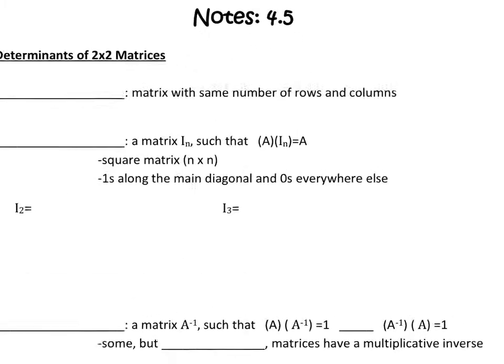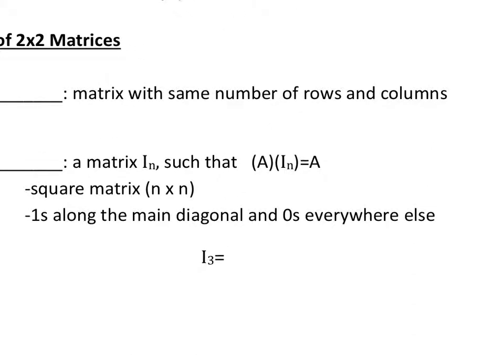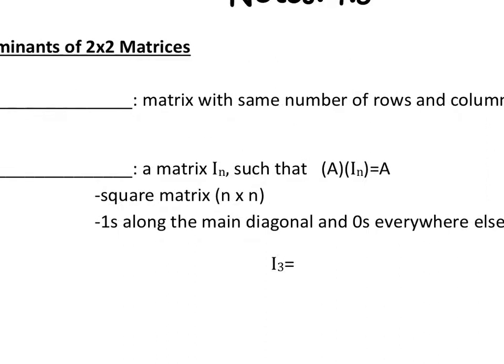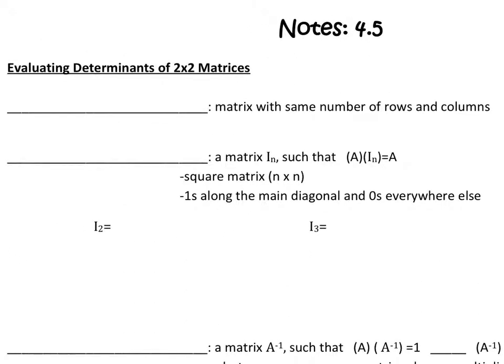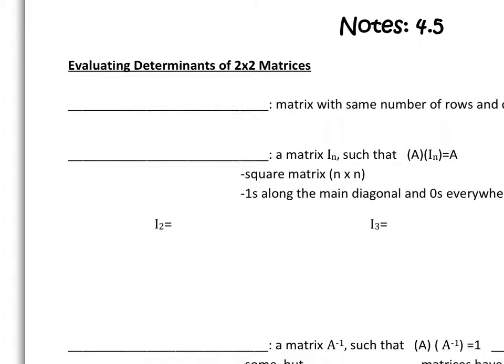First thing, a matrix with the same number of rows and columns. What do you think we call that? Square. Aha, square matrix is correct. Point for Kayla.